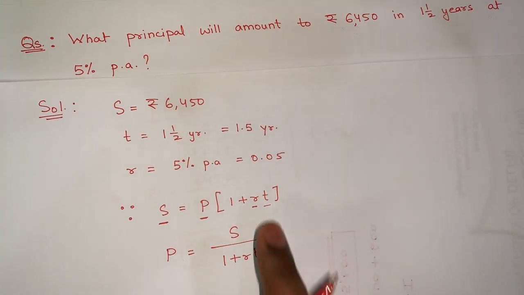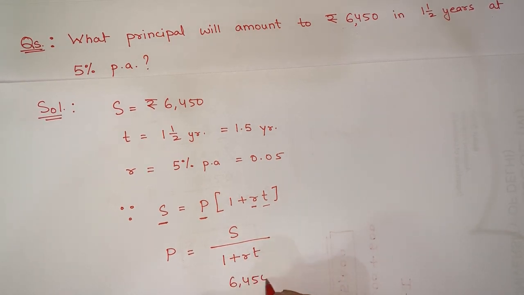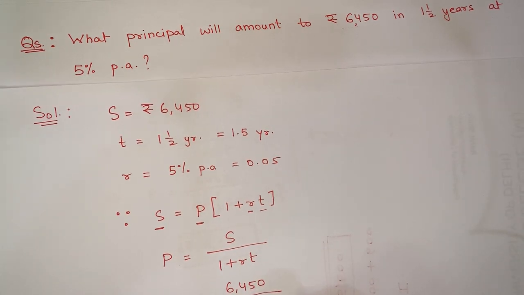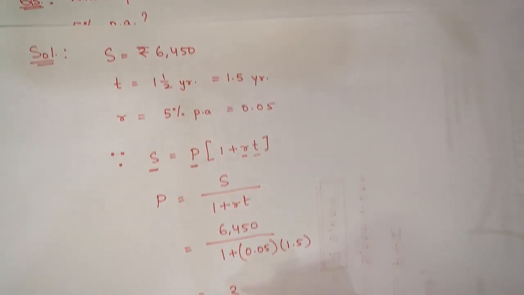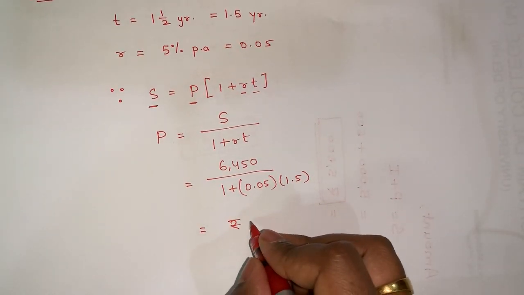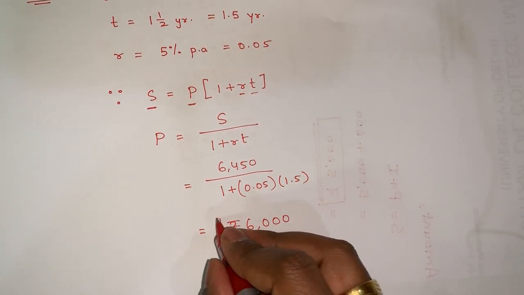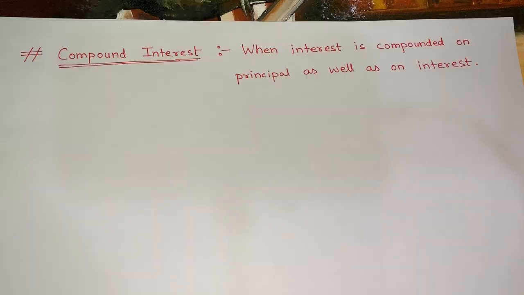What we have done is we have divided this here. So our principal becomes 6,450 divided by 1 plus RT, which is 0.05 multiplied by time, which is 1.5. And after solving this, what comes out is rupees 6,000. Hence the principal component here is rupees 6,000.